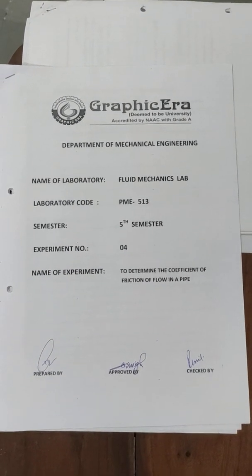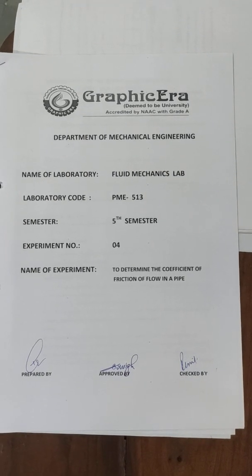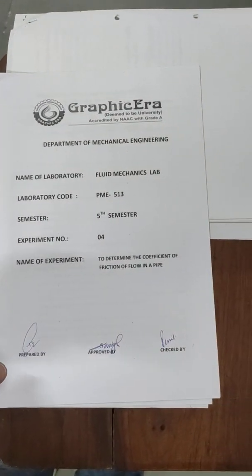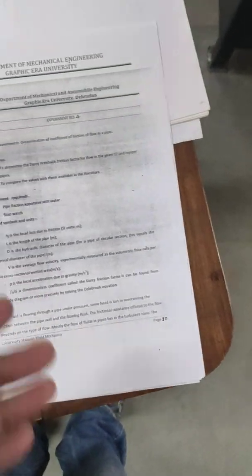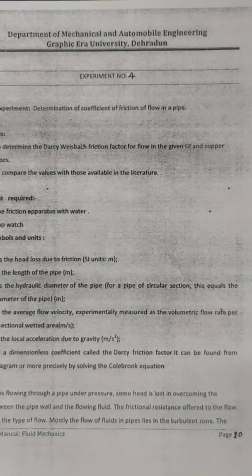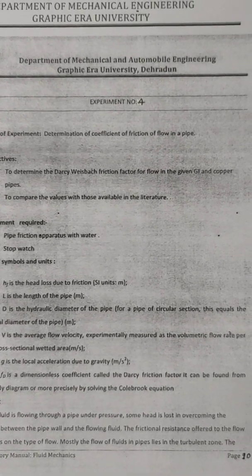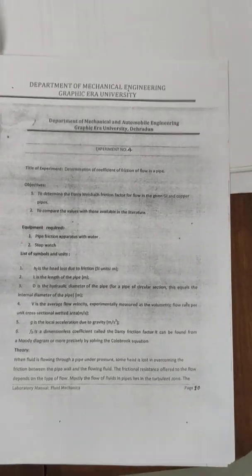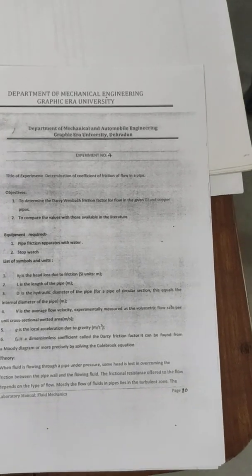Hello students, our fourth experiment is to determine the coefficient of friction of flow in a pipe. In this experiment we have to determine the Darcy-Weisbach friction factor for flow in a galvanized iron pipe and a copper pipe. Here we have two experiments clubbed in a single apparatus: first is for the copper pipe and second is for the galvanized iron pipe.